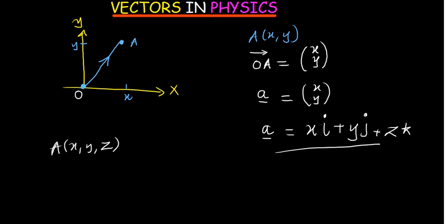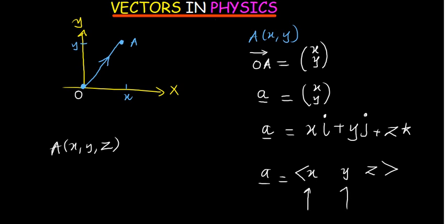Apart from this form, we can also represent a vector as x, comma y, comma z, but I'll not even put these commas. I'll just put spaces: x, y, z. Then I'm going to put this. This is also a vector. This means x coordinate, y coordinate, and then z coordinate. So these are always the ways in which we represent vectors.